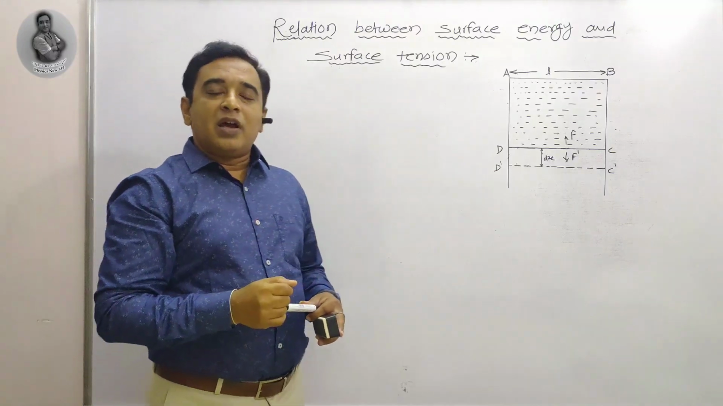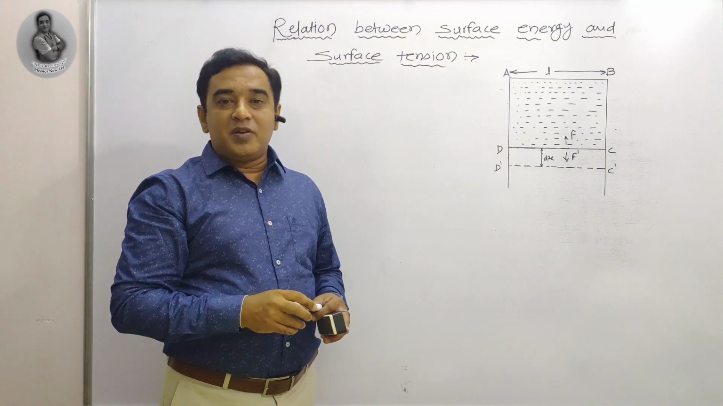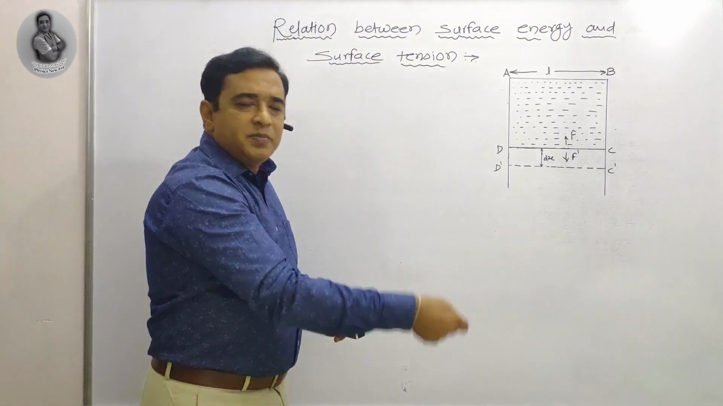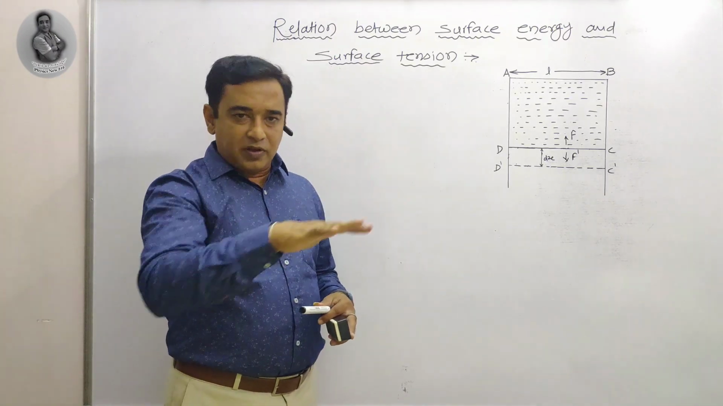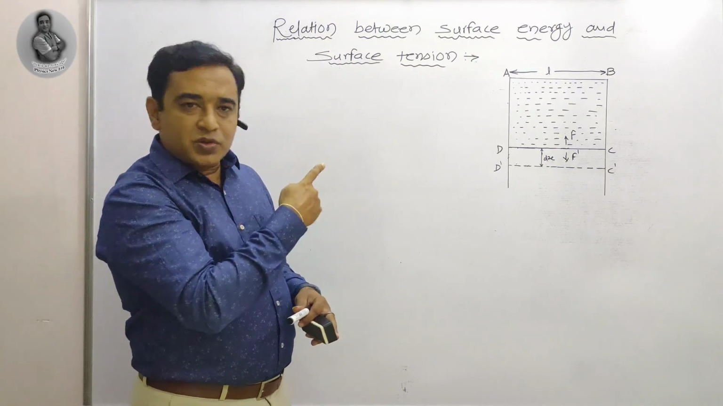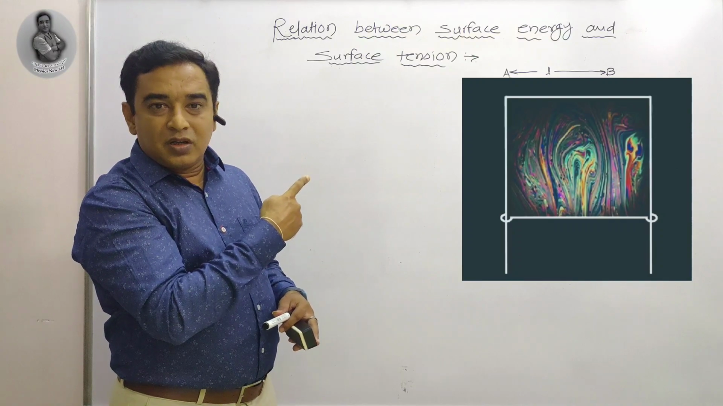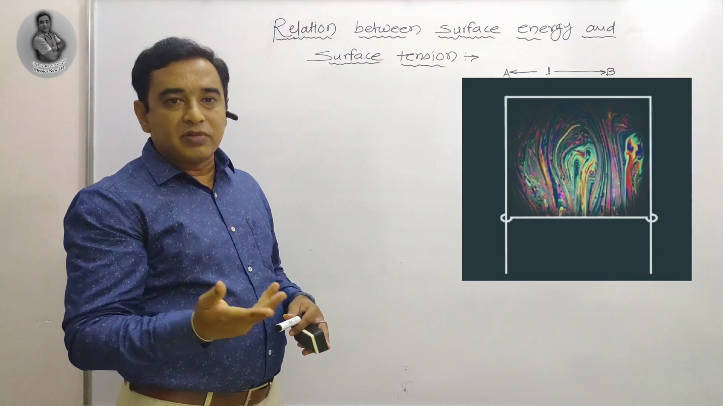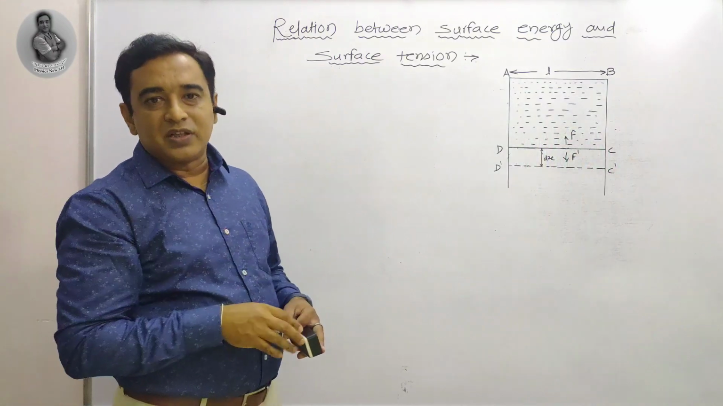For that, I am going to take one rectangular frame, ABCD, and it is dipped into the soap solution. There forms a sort of film, and here the film is shown. How the film is created, later on, in the conceptual way, we are going to derive. How the relation between surface energy and surface tension is interrelated.